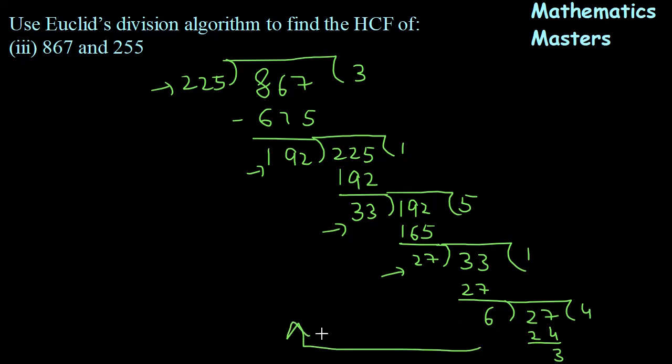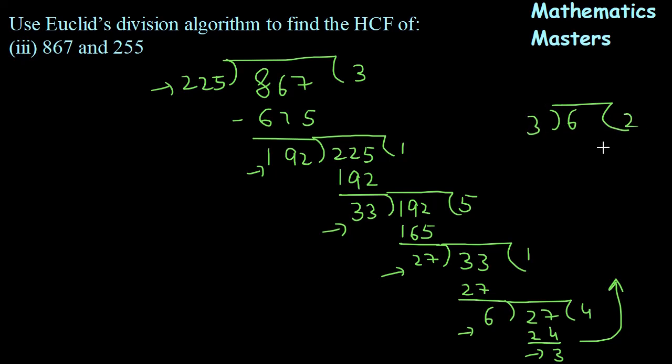So the number 6 we are going to divide now by the remainder 3. Let us do it over here. The number 6 will divide by 3 and 3 times 2 is 6. The remainder is 0. And what was the previous divisor? The previous divisor was 3. So our HCF of these two numbers 255 and 867 is the number 3.